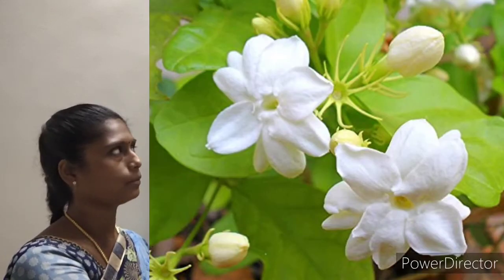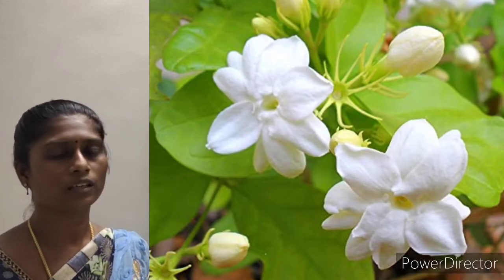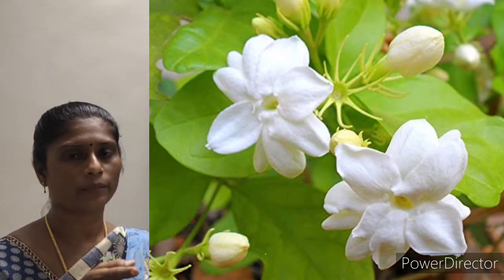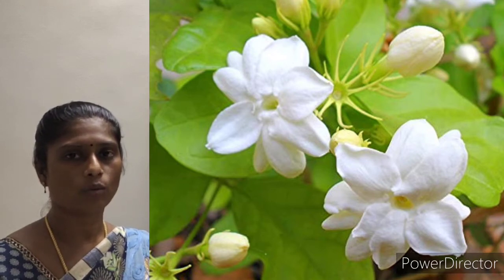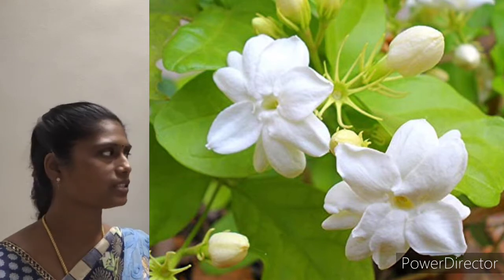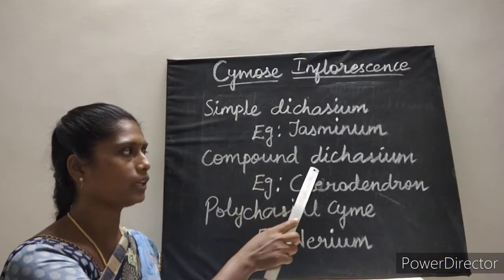Example: jasminum. What is simple dichasium? Here the central axis ends with a terminal flower. Further growth takes place by means of lateral buds. Each cymose unit consists of 3 flowers, of which the oldest is in the center. This is the true cyme. Example: jasminum.